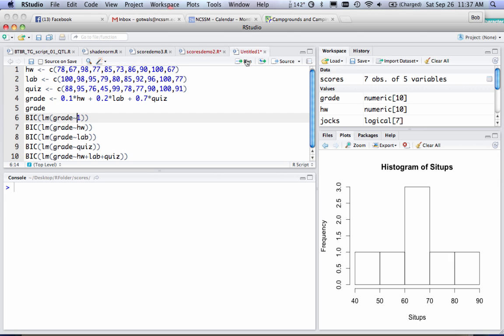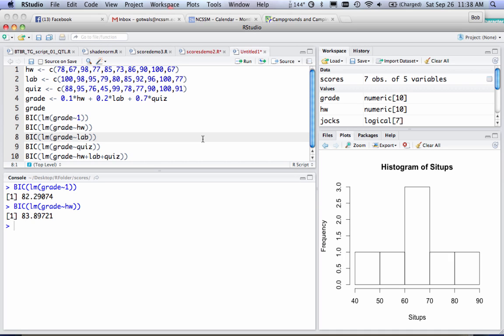And if I now run a BIC score, you see my base score. So I'm looking at grade here, and what grade tilde 1 says is let's just establish a baseline for grade, and that's an 82. So now if I run homework, you see I got an 83. That number actually went up.